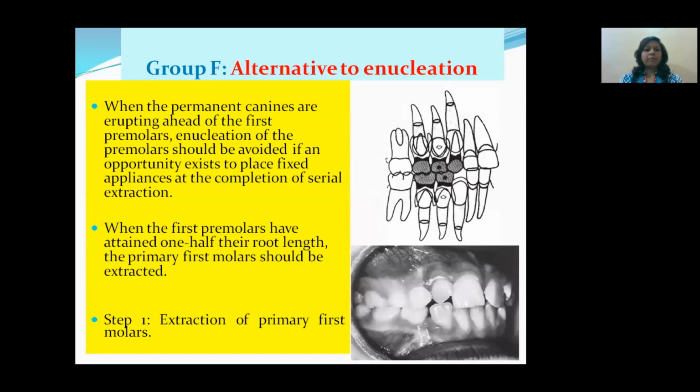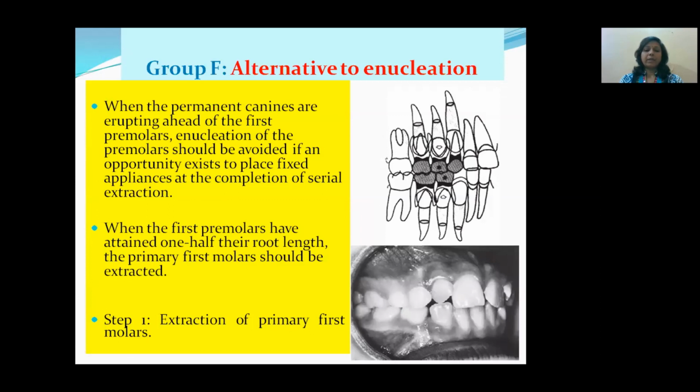Group F will include the situation where the permanent canines are erupting ahead of the first premolars; enucleation of the premolar should be avoided if an opportunity exists to place a fixed appliance at the completion of serial extraction. When the first premolars have attained half their root length, the primary first molar should be extracted.